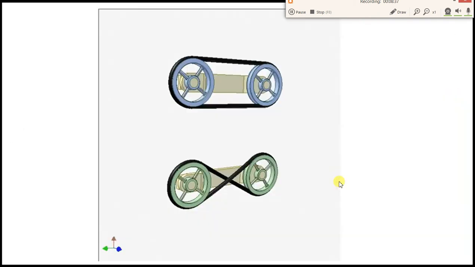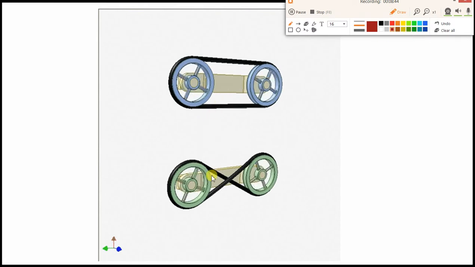Now this is cross belt drive. Now you can see the difference. This first case is open belt drive and second case is cross belt drive.